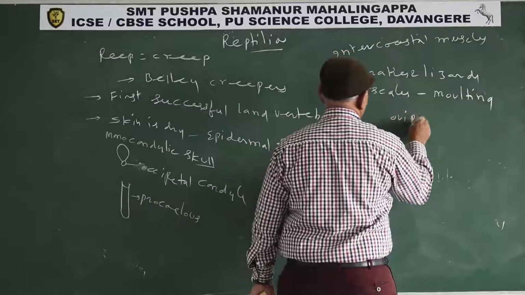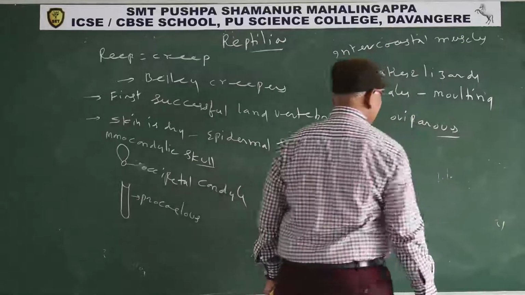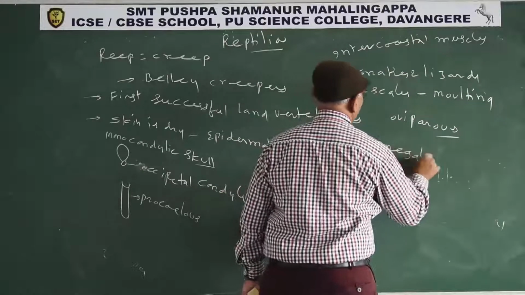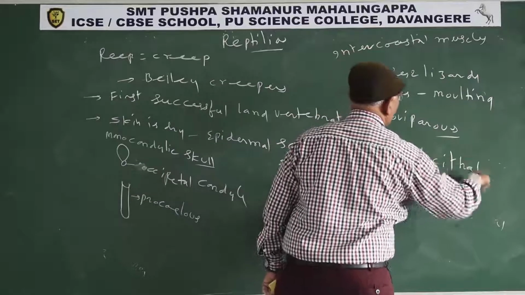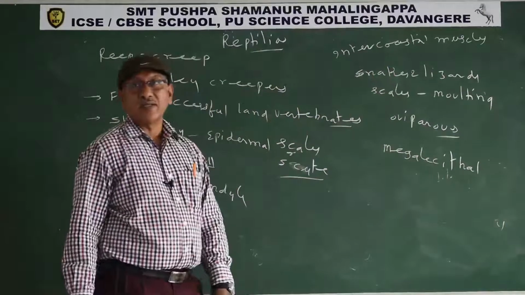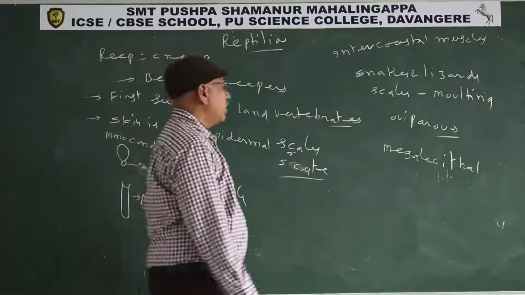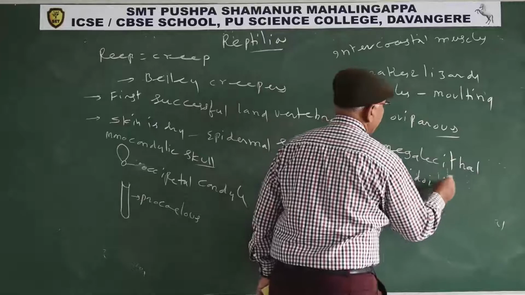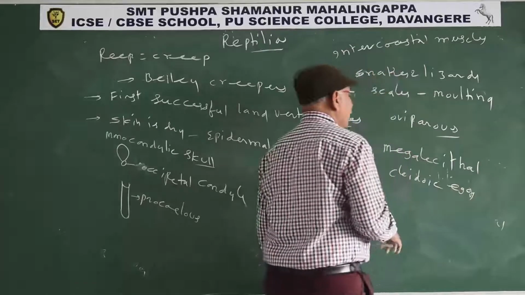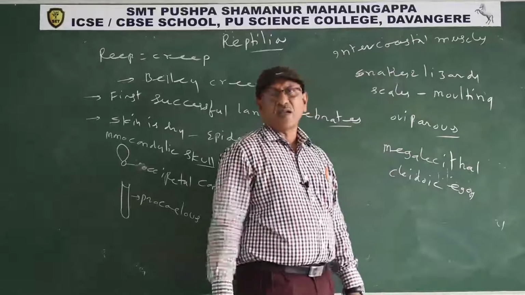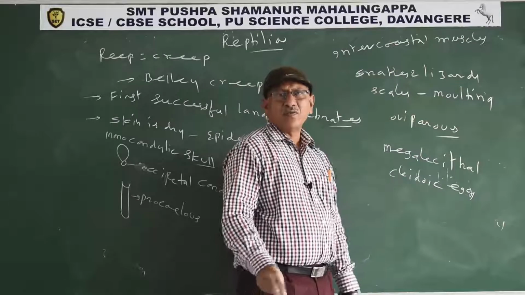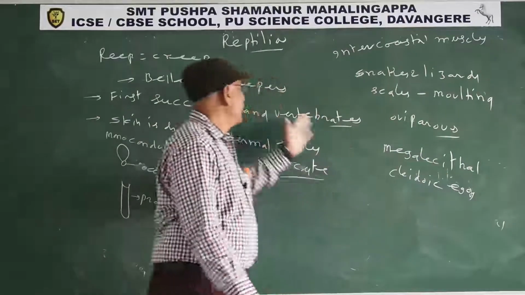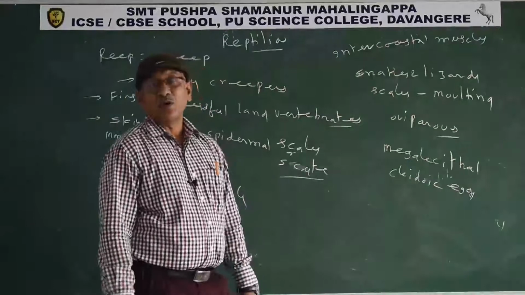Oviparous, laying eggs. Eggs are megalecithal. Abundant amount of yolk material is present. Yolk is a reserve food material. Eggs are cleidoic, shelled eggs, as in the hen's egg also. The shell prevents the influence of surrounding temperature on the content of the egg. That's why the reptiles lead a successful mode of life.